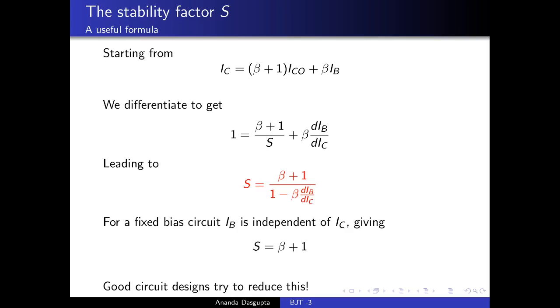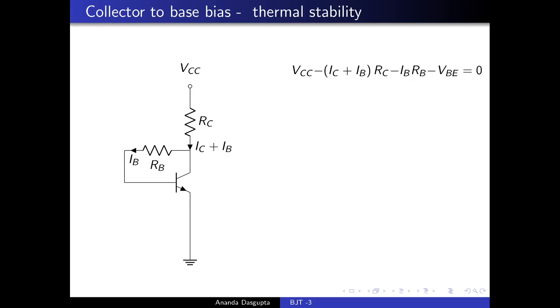So let's now talk of one such good circuit design, or at least an attempt at a good circuit design. This is a circuit which is called the collector to base bias. Notice what we have done is, instead of connecting the base resistance RB between the base and the collector bias battery of VCC, what we did here is connect the RB resistance between the base and the collector. So you are basically biasing the base via the collector.